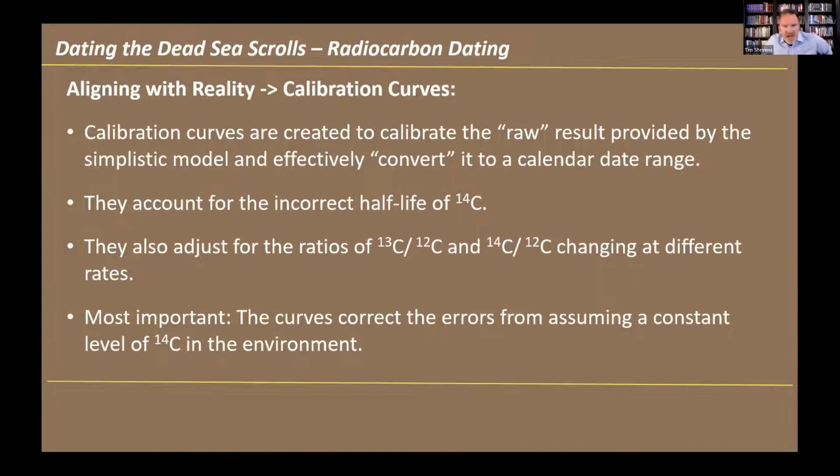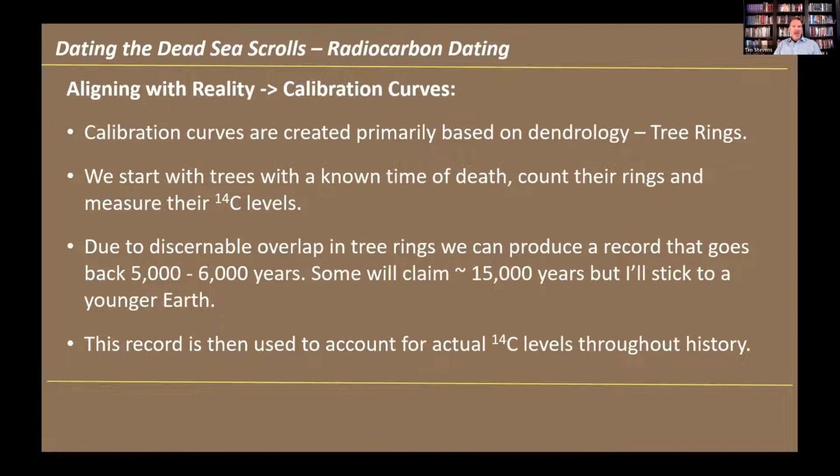Calibration curves are created to calibrate the raw result provided by the simplistic model and effectively convert it to a calendar date range. These curves account for the incorrect half-life of carbon-14. Actually, the adjustment of the ratios happens in the first phase, so I'm not going to worry about that one. Most importantly, the curves correct the errors from assuming a constant level of carbon-14 in the environment. Everyone recognizes that that assumption isn't true, so we have to correct for it. And how do we do that?